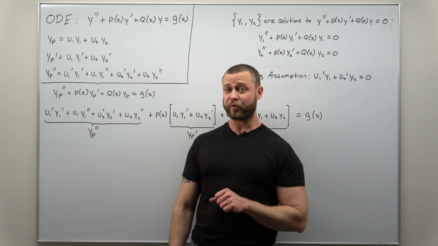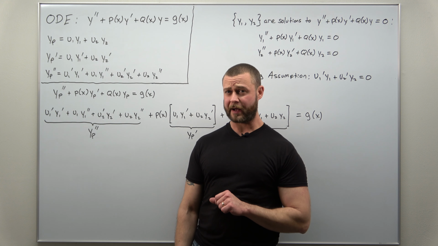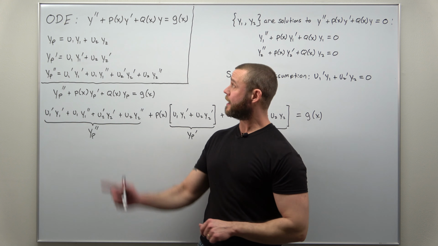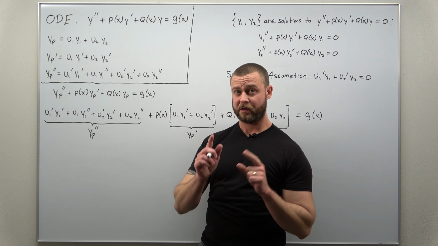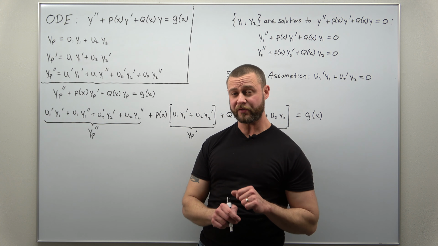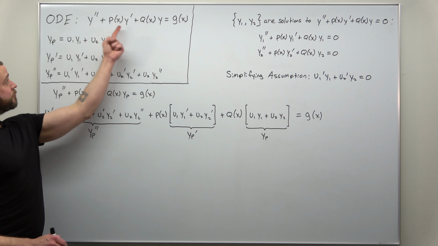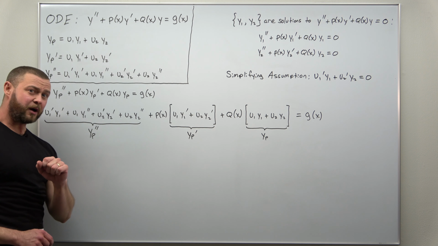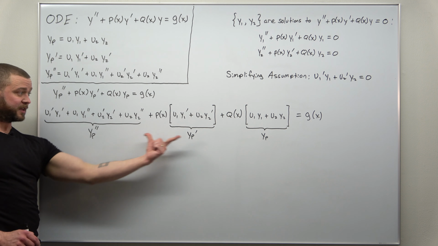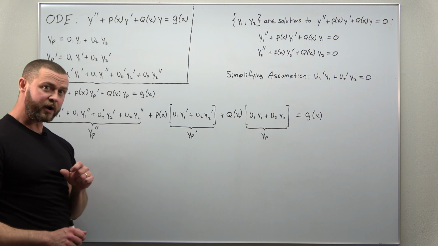Now that we have the derivatives of yp prime and yp double prime, we just need to plug all three of them back into the non-homogeneous ODE. The hard work is done calculating those derivatives. We're just going to plug it in. And if you do replace all your y's with yp, yp prime, and yp double prime, you get this mess of an equation.